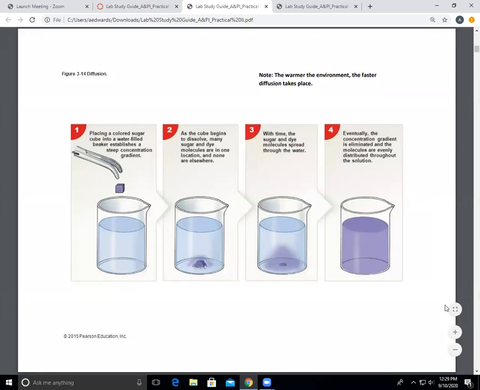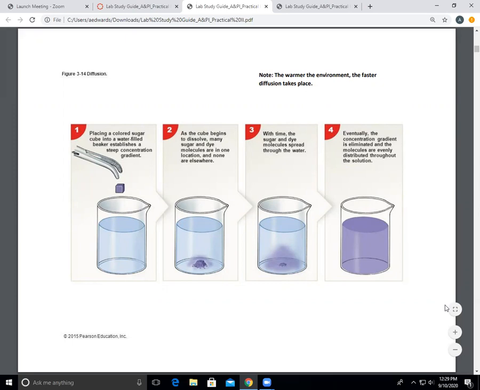So diffusion is just movement of material from an area of high concentration to an area of low concentration. In this case, you take a sugar cube with coloring in it and put it in. You start out with a high concentration of sugar in one area, low concentration in another area. Over time, the concentration gradient gets eliminated. You get equal distribution. Okay, that's diffusion.